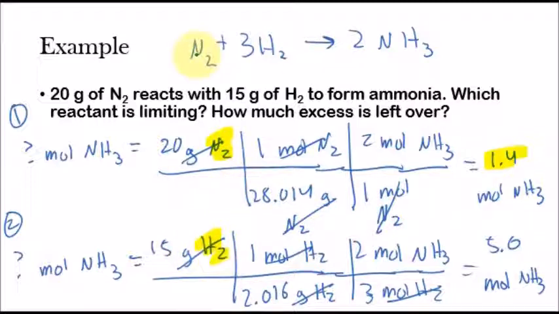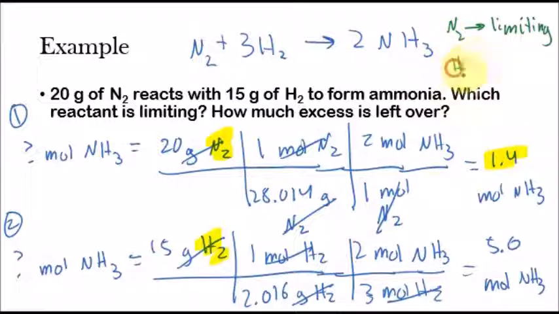Let me write that down. N2 is the limiting reagent, and H2 is the excess reagent. Okay, so that's great. Now let's answer the second part of the question. How much excess is left over?